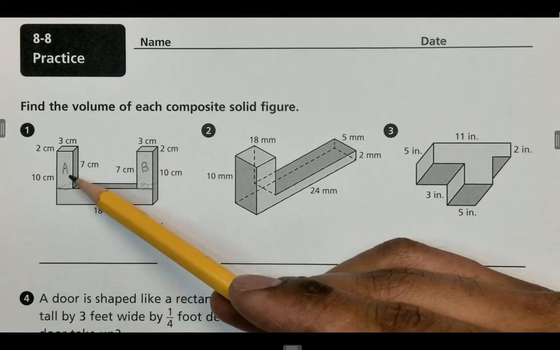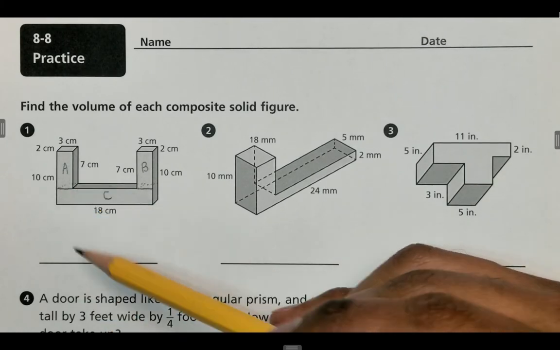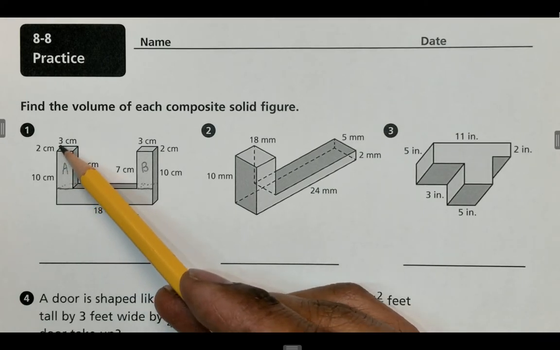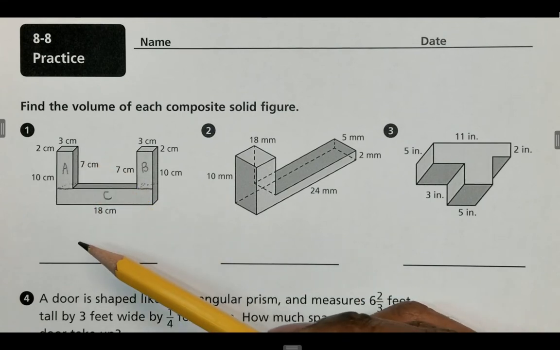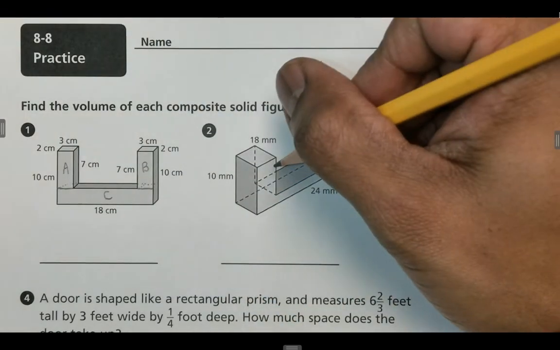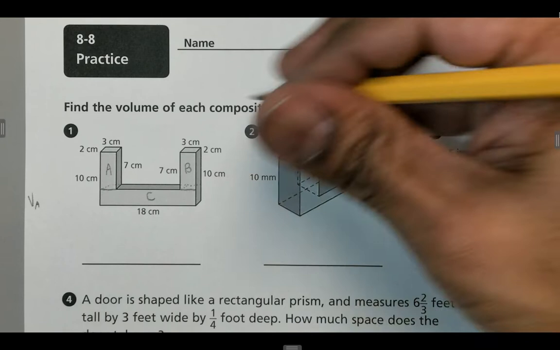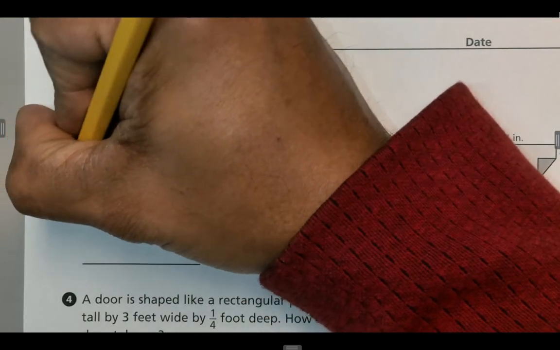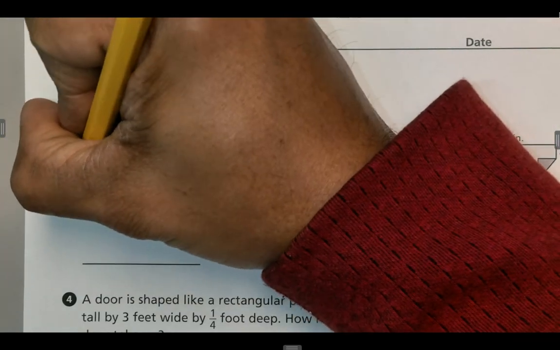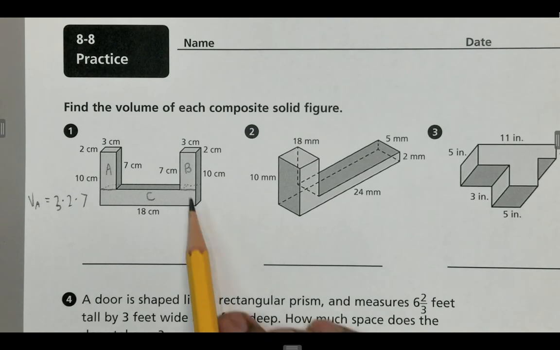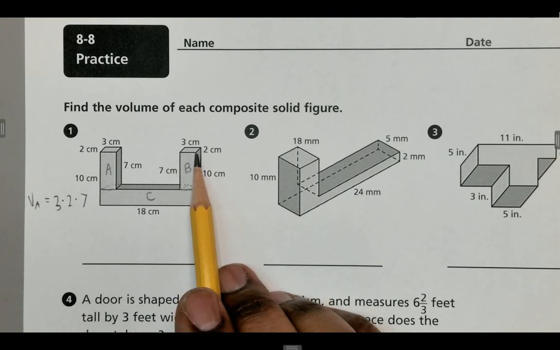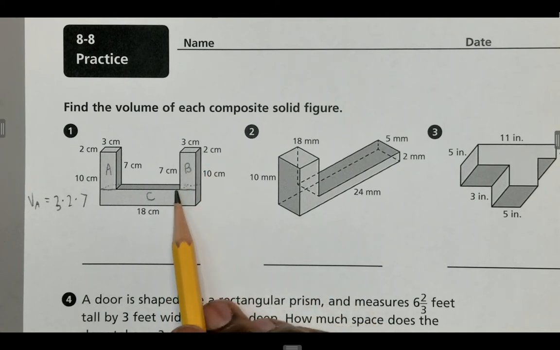Let's get started. For section A, we're dealing with a length of 3, a width of 2, and a height of 7. The volume of section A could be described as the length, 3, times 2 times 7. Same thing for the identical section B. We're talking about a length of 3, a width of 2, and a point-to-point height of 7.